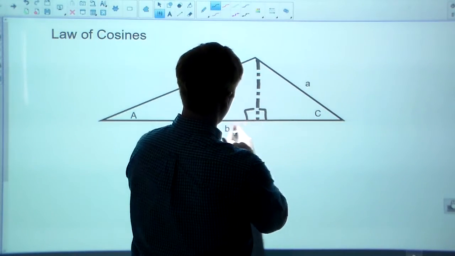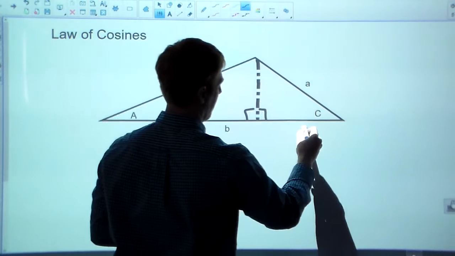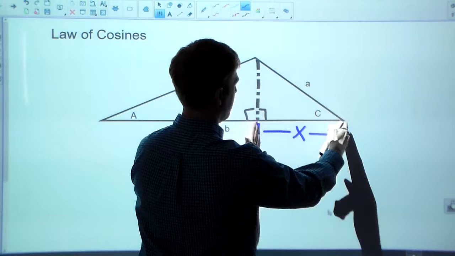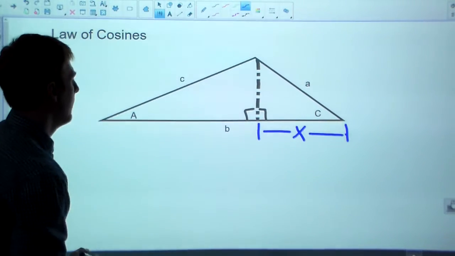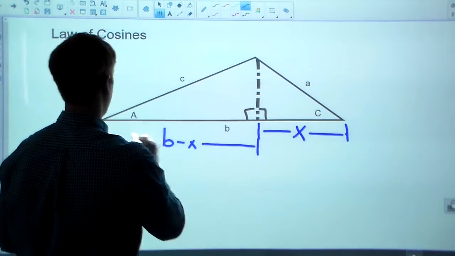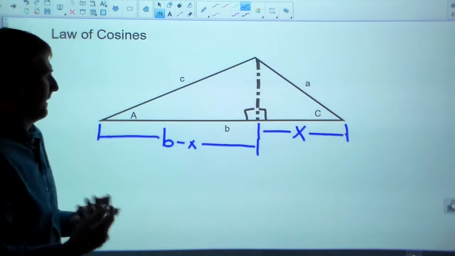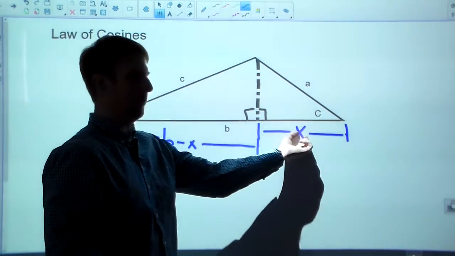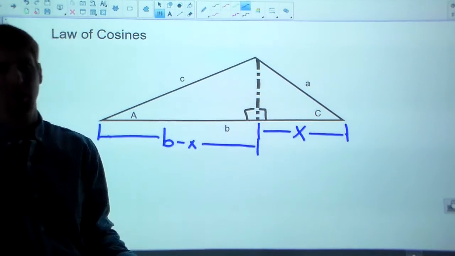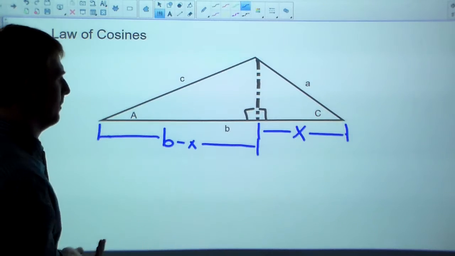Well, I know the whole thing's B, so I need to make up something. I'm going to make up X. Let's call this segment here X. And if the whole thing was B, then that's going to make the rest of this B minus X. So I'm not truly making up anything. I'm just splitting it up into an unknown part, and then the whole side B minus that unknown part. So it's true what I'm making up here, but I am creating some new variables.